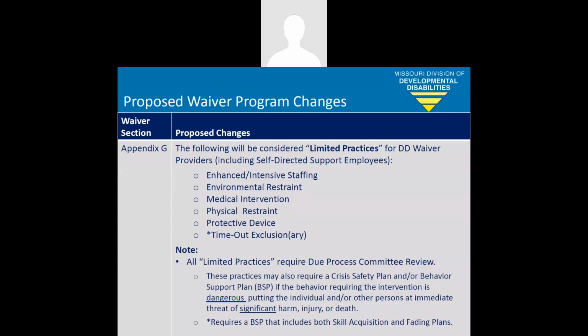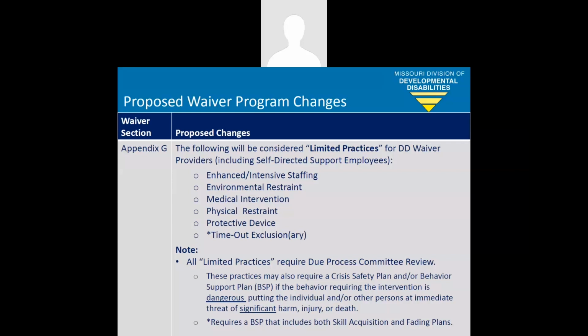The next on our list of limited practices is called medical intervention. This is an intervention utilizing a PRN medication that is prescribed to treat some identified target behaviors associated with a diagnosed medical or psychiatric condition. These are different than chemical restraints, which we'll speak to on the prohibited procedures list.